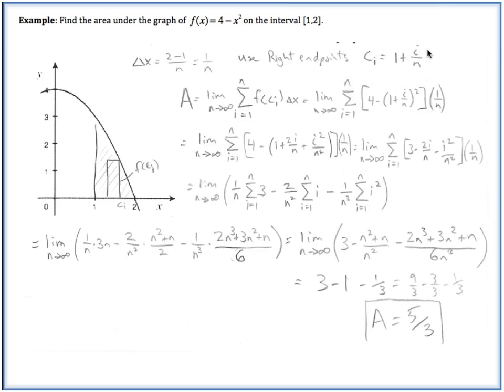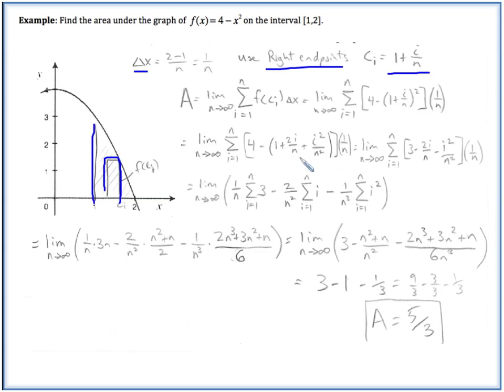All right, welcome back. So go ahead and check your drawing here. And notice I used c sub i, my right endpoints. So it was 1 plus i over n. And we found that delta x was 1 over n again. Here I have my formula written out there. Here you can see I substituted in my 1 plus i over n into my function, 4 minus x squared. And I have my delta x there.